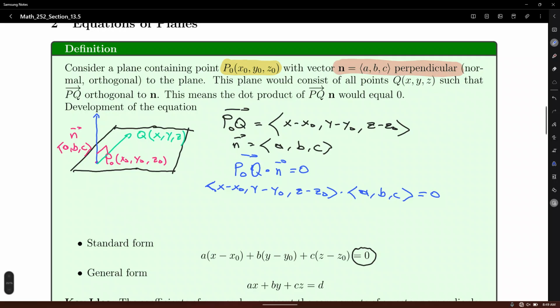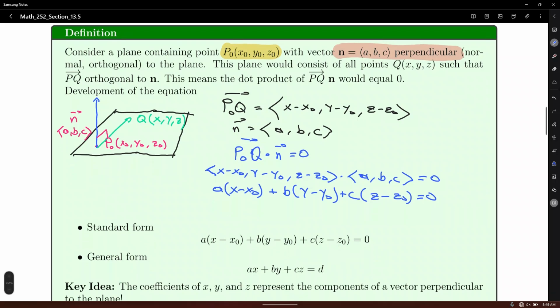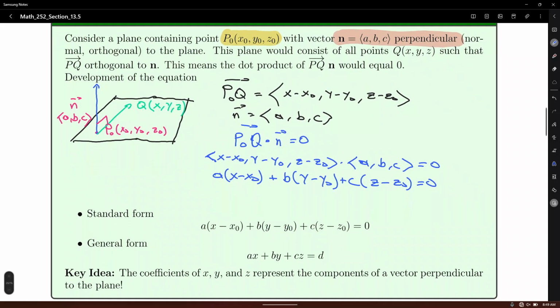No, there's no vector notation at all. Okay, A times x minus x naught plus B times y minus y naught, and C times z minus z naught. Let that be equal to 0. So that's our equation of the plane in standard form. So it's just a result, a basic result of a very basic geometric situation, right? Thinking of two vectors being orthogonal, boom, that's the dot product being equal to 0.